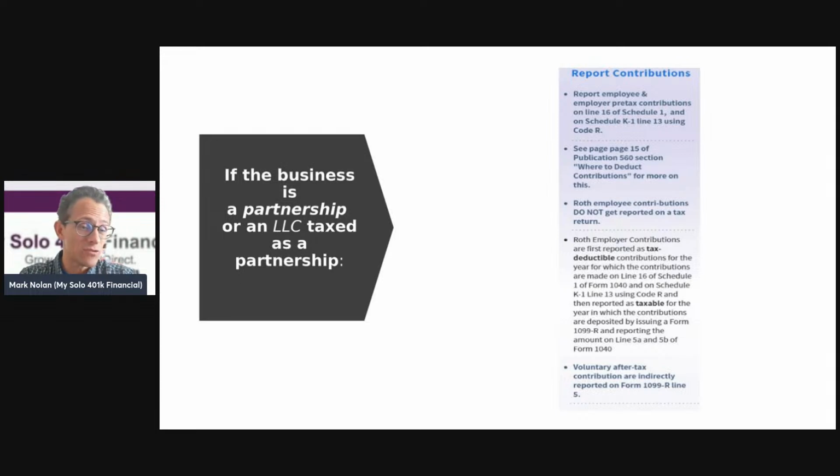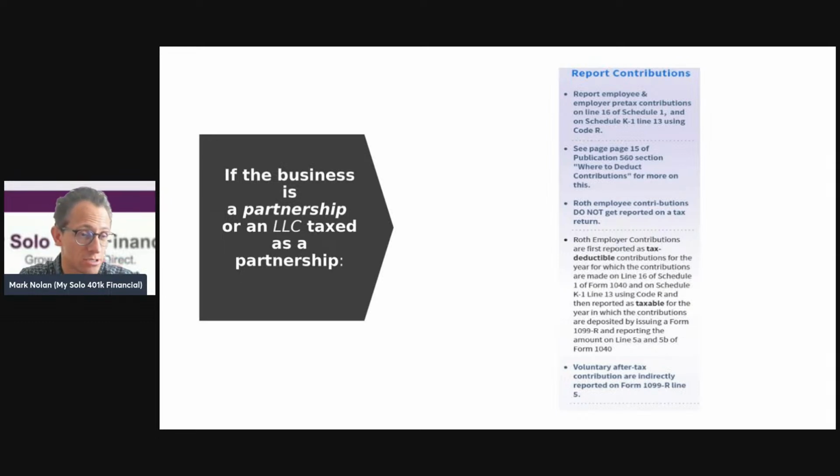But then we're going to have to report that if you make a Roth employer contribution, yes, you get a deduction on the employer side, but then it's going to have to get reported as a taxable in-plan conversion on Form 1099-R. Talk about making your head spin. So they're going to have to be reported as a taxable in-plan conversion.